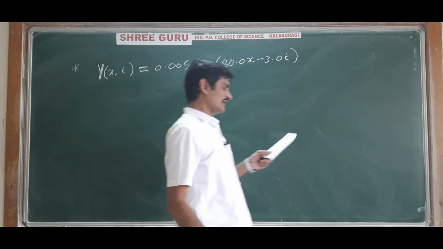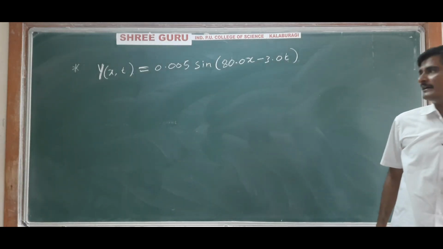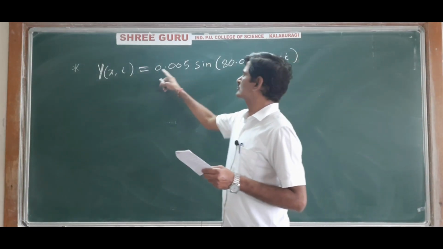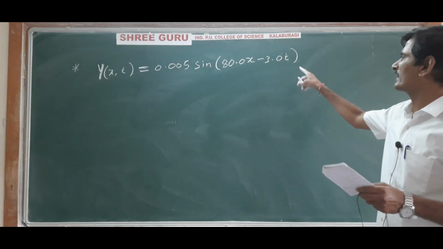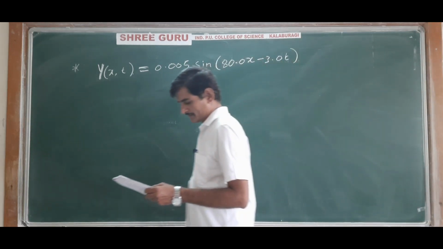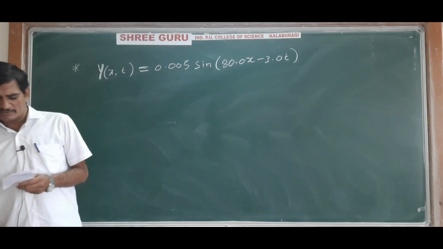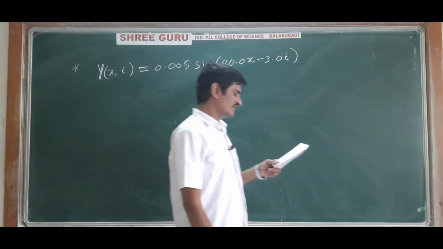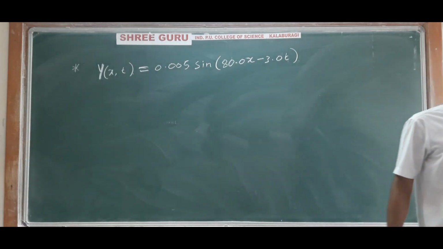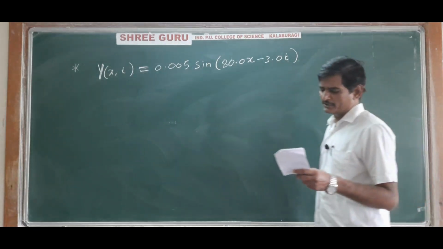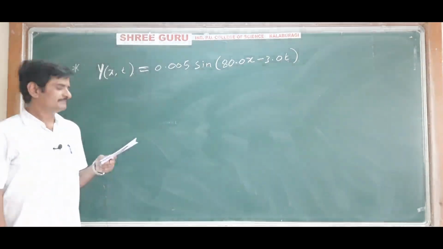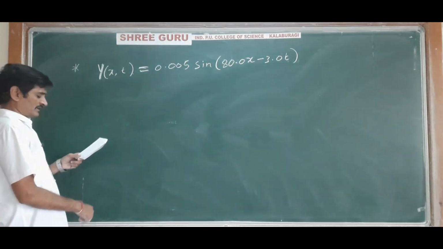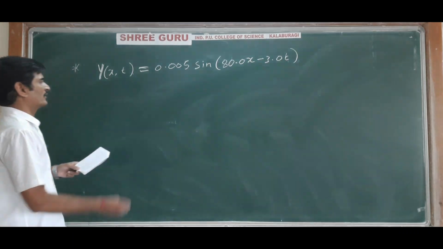A wave traveling along a string is described by y of x,t is equal to 0.005 sine (80.0x minus 3.0t), in which the numerical constants are in SI units.